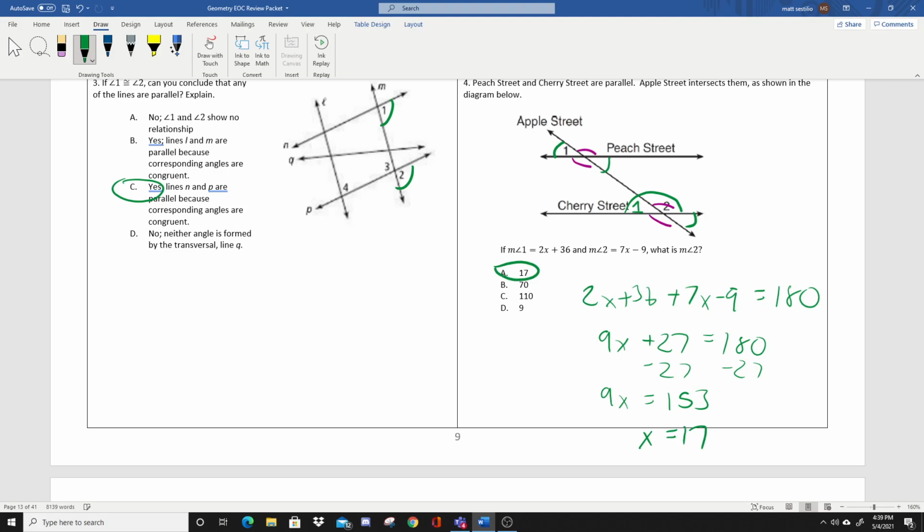Oh, I messed up though. Reread the question. What is the measurement of angle 2? So they almost tricked us. So I've got to plug in 17 here. 7 times 17 minus 9. 7 times 17 is 119. Minus 9 is 110. And that's your answer.